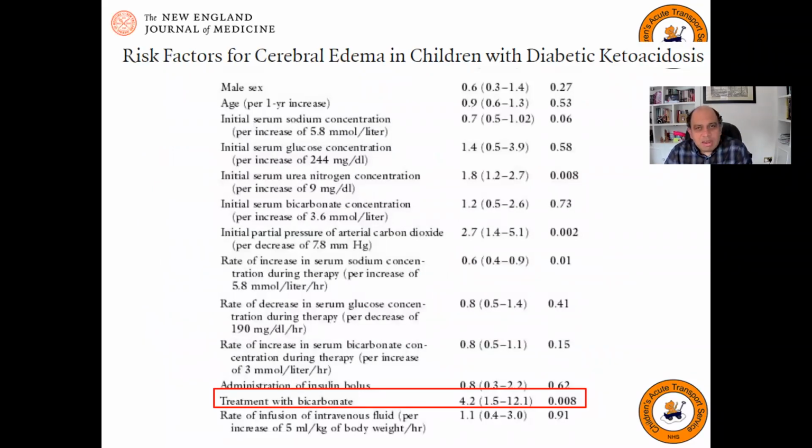Bicarbonate. Is there any role for bicarbonate to decrease the acidosis in DKA? Well, the whole risk factor analysis of cerebral edema in children with DKA, and this is a very old paper from the New England Journal from Glaser and colleagues in the US, showed that treatment with bicarbonate in this case control study was a very high risk factor for cerebral edema, with an odds ratio of 4.2 and a significant p-value. So that was clearly a big risk factor for cerebral edema, and since then we are really reluctant to use bicarbonate in patients with DKA.